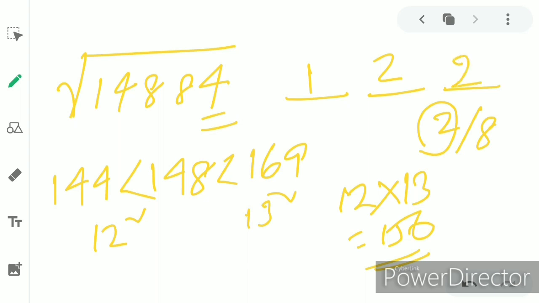With a little practice you can master it. Now to find square root of 6-digit numbers, a few different rules will be followed, which I will tell you in some other video.